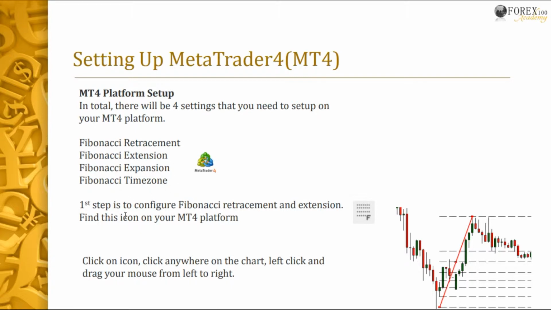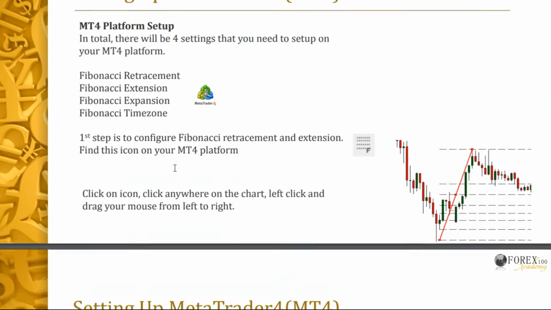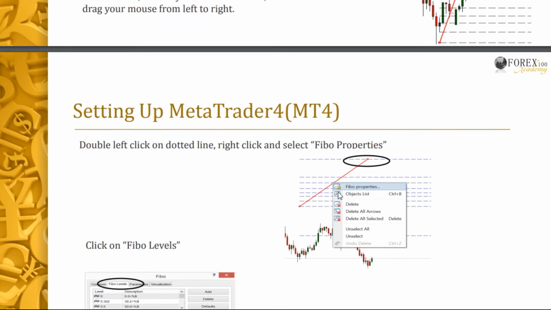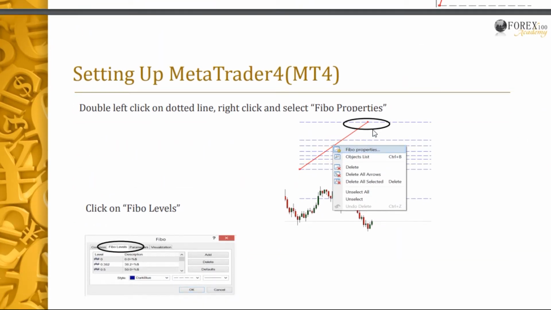Alright, so the first step is to configure the Fibonacci retracement and extension. Find the icon on MT4 that has all the horizontal lines that will represent both your retracement and extension values. And you just have to draw the line from point A to point B, anywhere on the screen is fine.